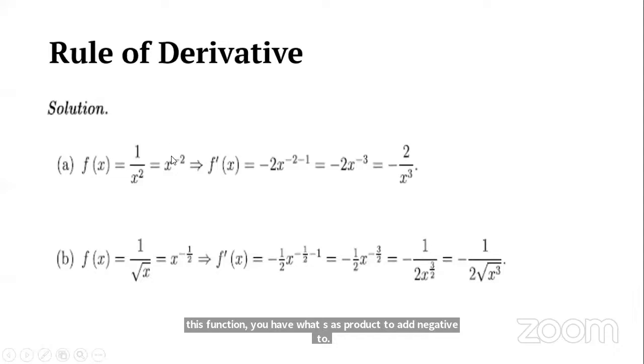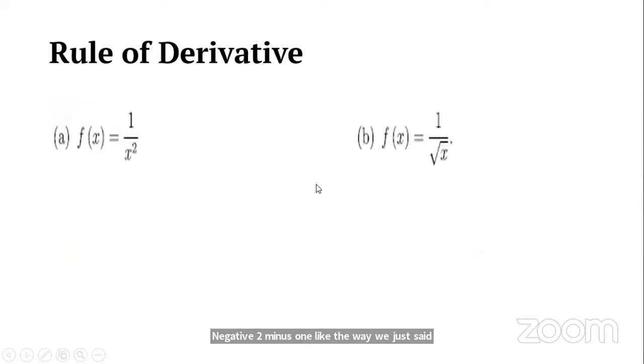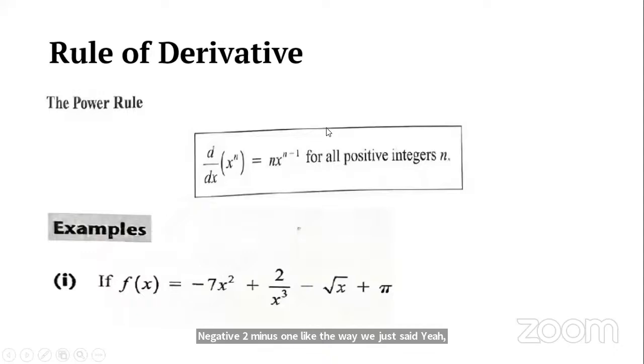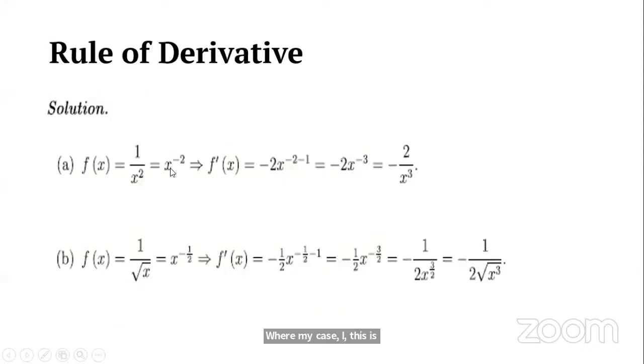Then you use your power rule. The power rule will become negative 2 s to the negative 2 minus 1, like the way we just said here, where my cursor is, that's the formula for the power rule. I hope everyone can see the screen. So you just apply the power rule for this function here. Negative 2s to the negative 2 minus 1. Then you have this function and you rewrite it. Since you have negative 3, it will become negative 2 multiplied by 1 over s exponent 3. And that's all.